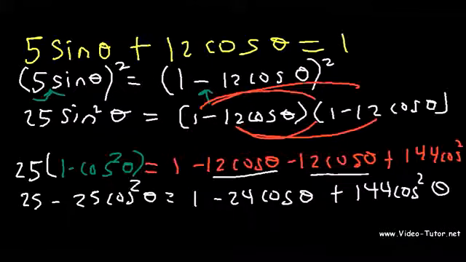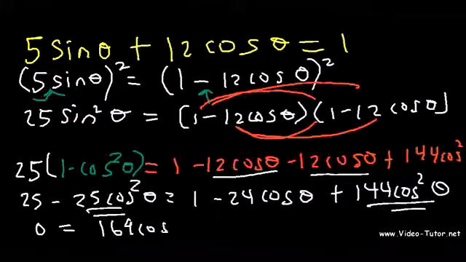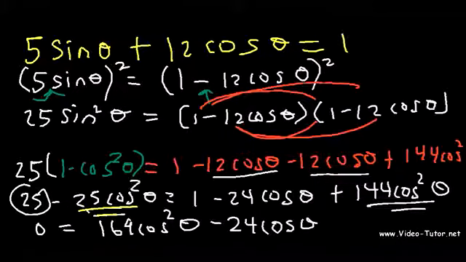Now I'm going to move everything from the left side to the right side. So it's going to be 0. Now I'm going to put it in standard form, so I'm going to write this one first. 144 cosine squared plus 25 cosine squared. On the right side it's going to be 169 cosine squared. So basically I added 25 to both sides. And the negative 24 cosine theta is going to stay the same. To move this 25 to the other side, I have to subtract 25 from both sides. So this 1 minus that 25 will give me negative 24.